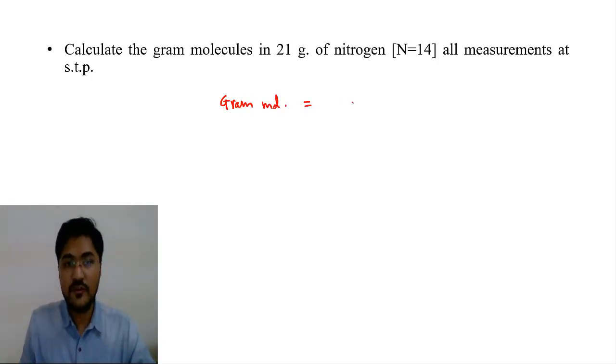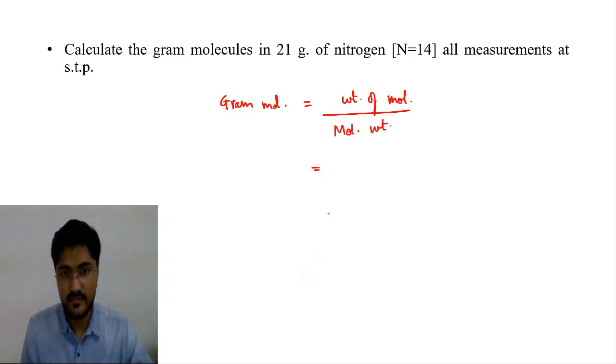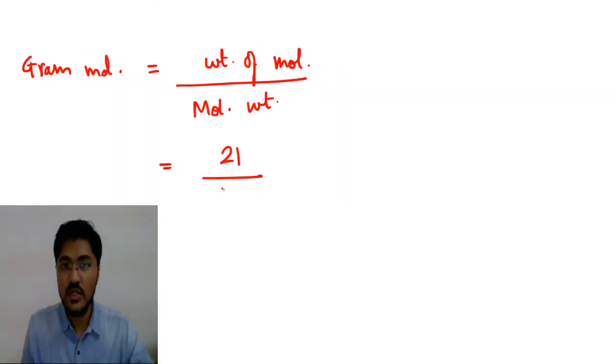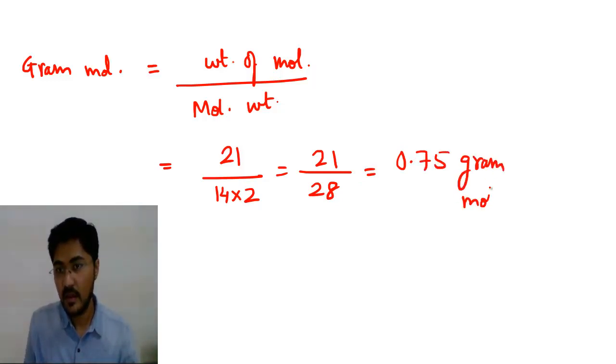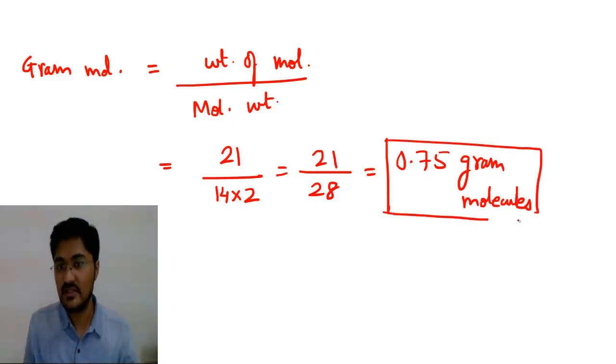So we know the formula, weight of the molecule divided by molecular weight. Now this will be equal to weight of the molecule, which is given, that is 21 grams, and the molecular weight of nitrogen will be N2. Nitrogen molecule is N2, so 14 into 2, which will be 21 by 28. This will come down to 0.75 gram molecules, and this will be your final answer to this question.